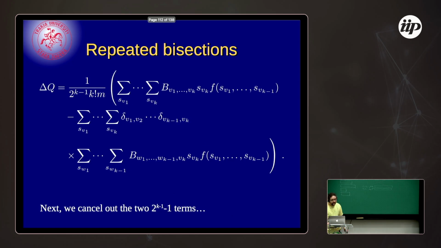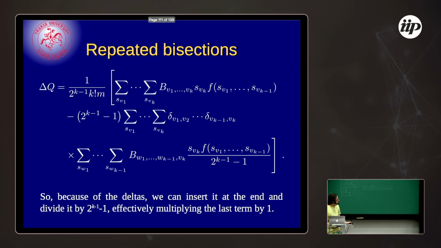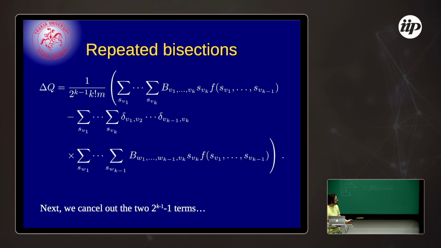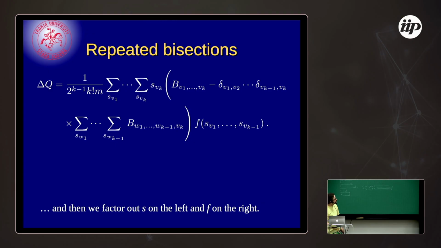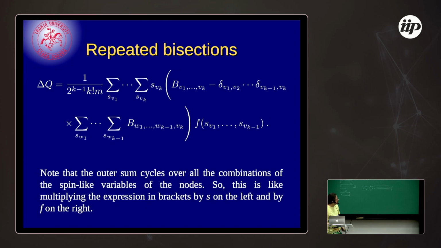So we put it there, then this 2 to the k minus 1 here and here cancel, they disappear. Then we take s and we bring it out to the left, and we have f, and we bring f to the right, and we end up with this. S on the left, b minus product of deltas times the second sum times f, and the first sum is also out because nothing else depends on it.